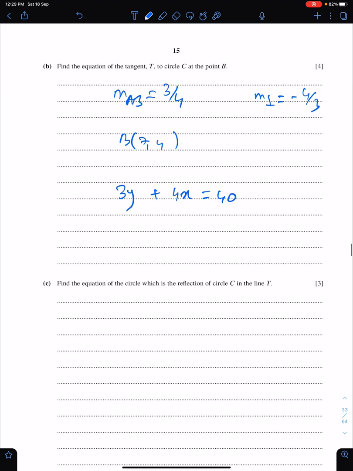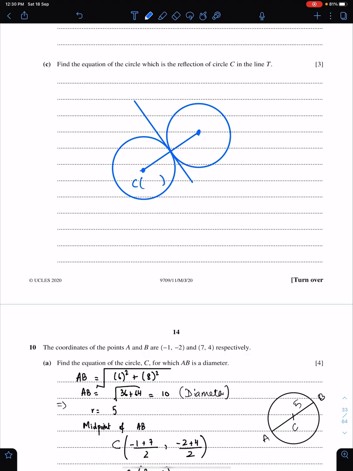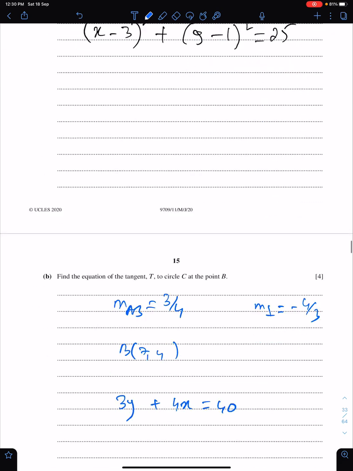Next part. Find the equation of the circle, which is the reflection of circle C in the line T. This is so simple. See, this is the first circle, circle C. This is the tangent at B. This is the reflection of the first circle, C. This is the center of first circle. The coordinates of center are 3, 1.